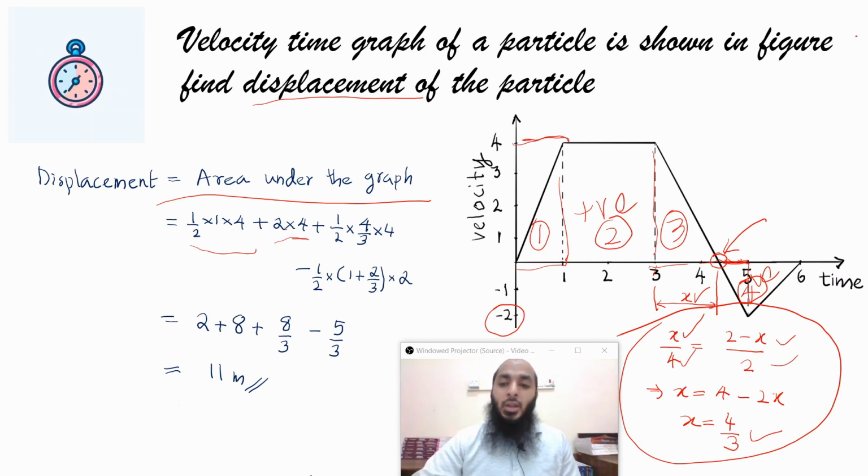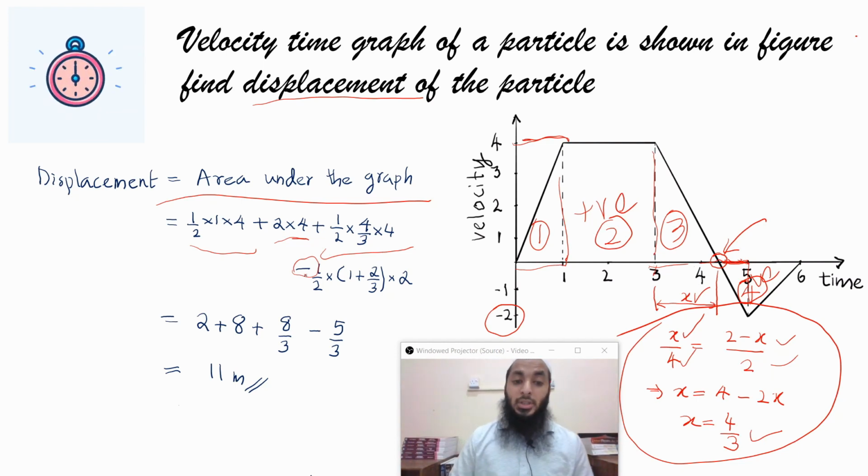That's done. Now the area of this triangle will be half into base into altitude. Base is 4 by 3, we have already found it, and the altitude is 4. So it will be half into 4 by 3 into 4. That's also done. Now why do you see there is a minus over here? Because we are finding the displacement. If we were finding the distance, then this quantity should be added, it would be plus there.